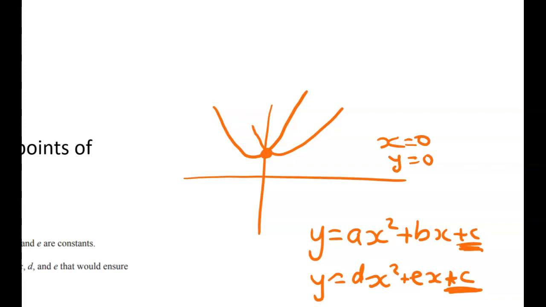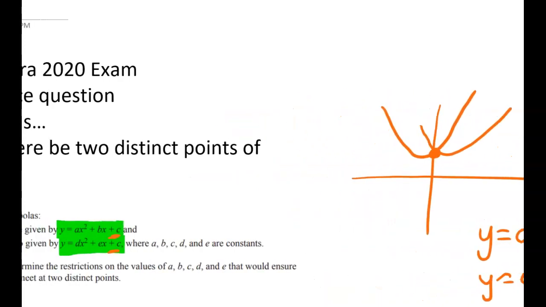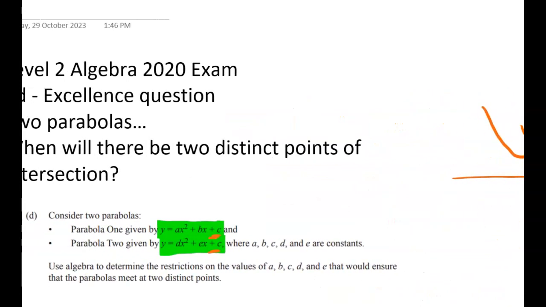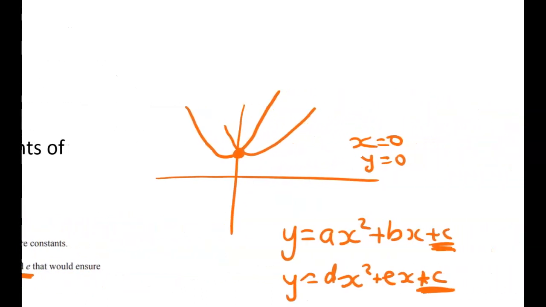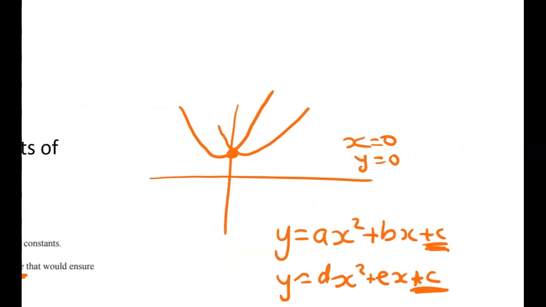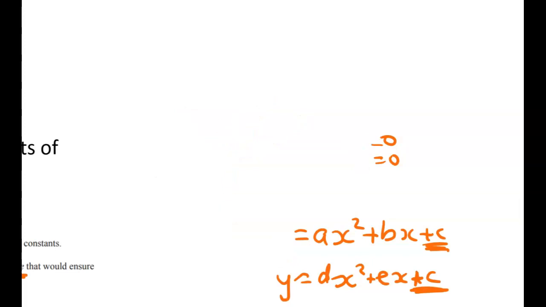So let's go back and read the question and see what it's asking us to do. The algebra in the question is actually not that hard, but if you don't have that graphical understanding, it's hard to get the whole way through to the end. Right, use algebra to determine the restrictions on the values of a, b, c, d, and e that would ensure that the parabolas meet at two distinct points. I've drawn a few different situations in GeoGebra, but you can play around with this just with pen and paper. And actually, I'm going to do that now so that you see that even a really bad sketch can help you get into a problem like this.